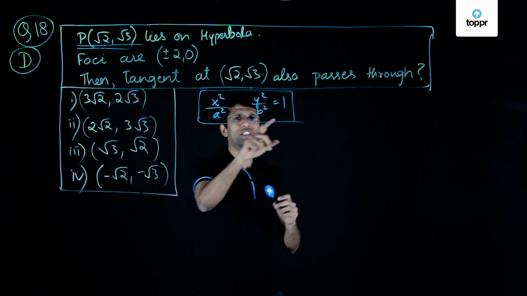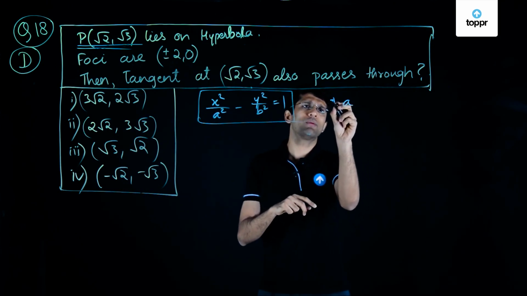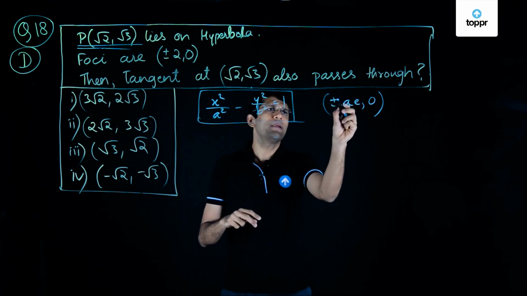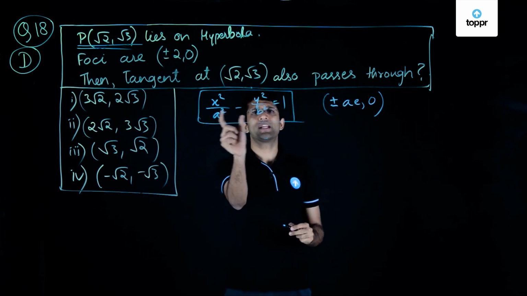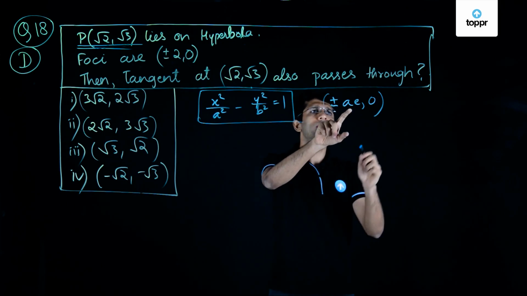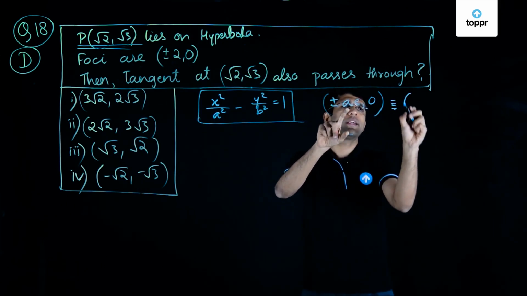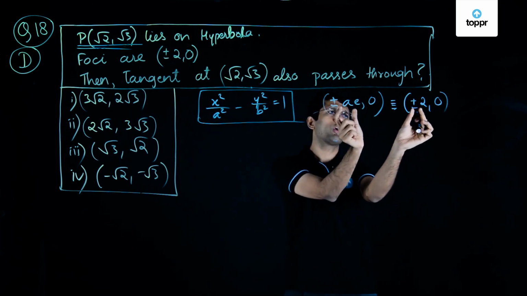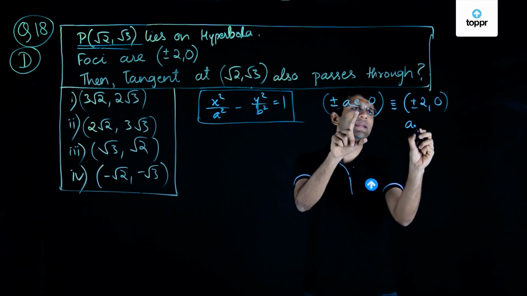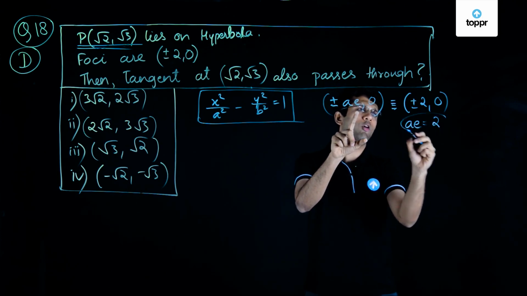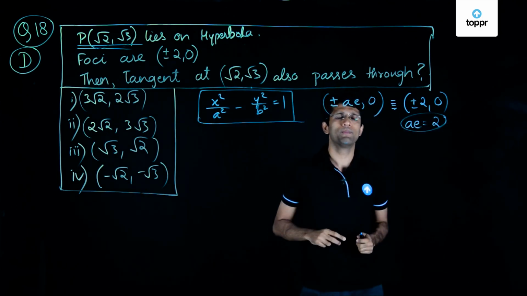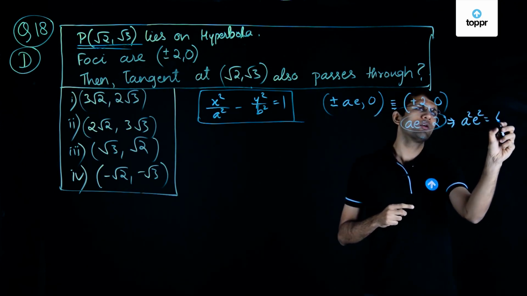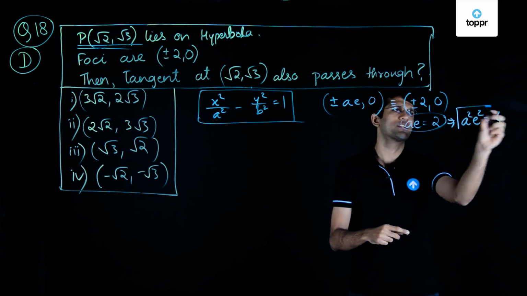Well, we know that for such a hyperbola, the foci are at plus or minus AE, 0, where E is the eccentricity, and A and B are the parameters, the semi-major and semi-minor axis. And so AE with the plus or minus sign is equated to plus or minus 2. Equating the first coordinates, AE is therefore equal to 2. Now if you square this, we obtain A square into E square is equal to 4.